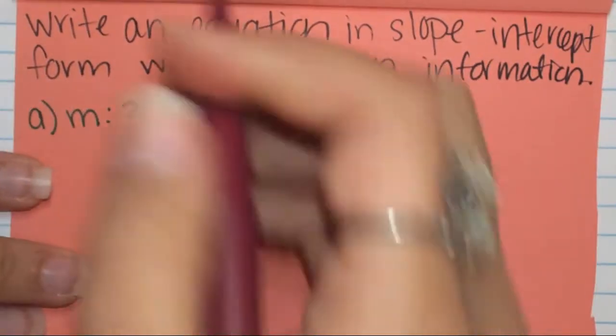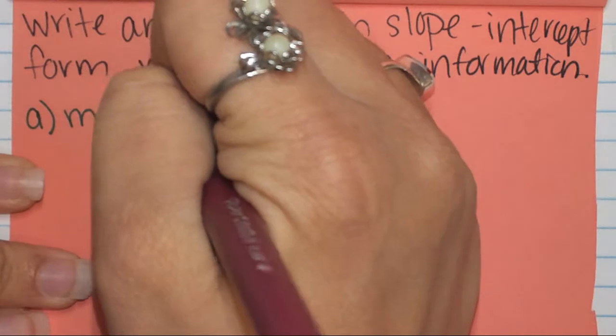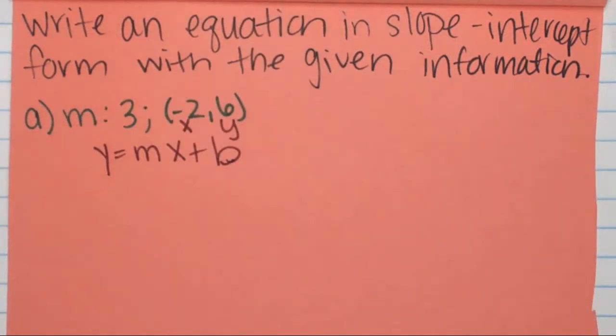Alright, so we're going to plug this in. So y equals mx plus b. And this is our x, and this is our y. And we don't plug it into our b because it's not our y-intercept. It's a point on the line.